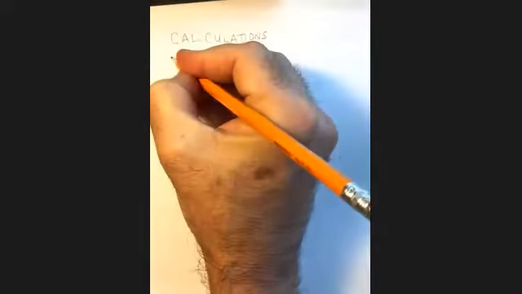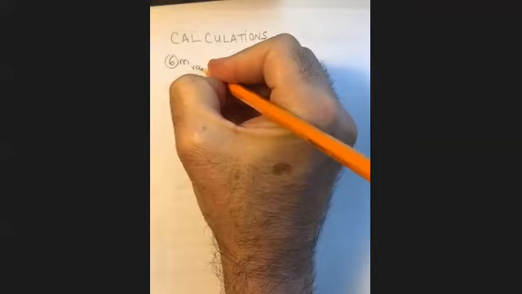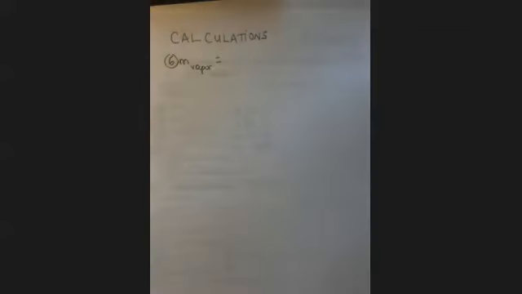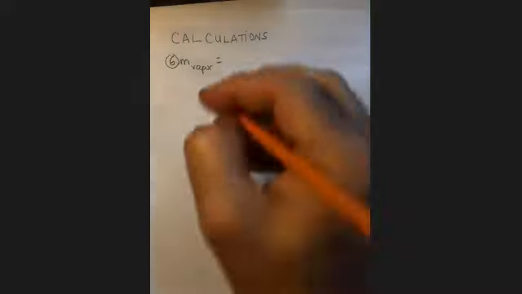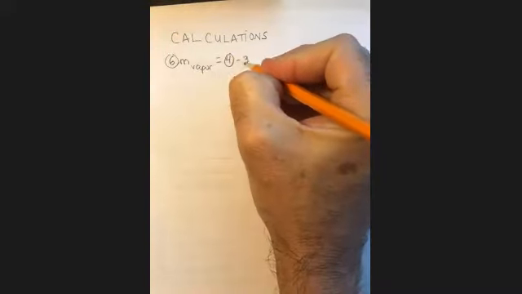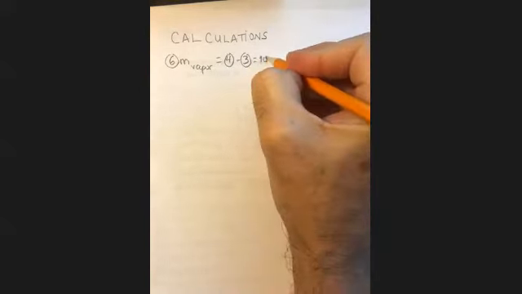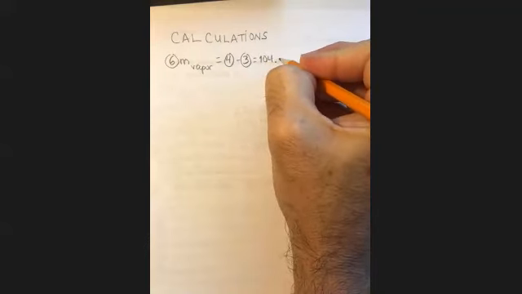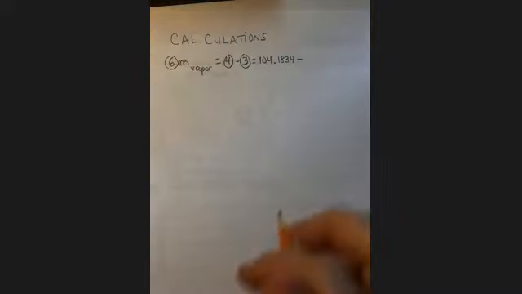So this we said is item number 6. I'm gonna put it here. This is the mass of the vapor or the gas. So that would be the difference between the full flask and the empty flask. That would be item number 4 minus item number 3. And the values that we had here were 104.1834 minus 102.0702.